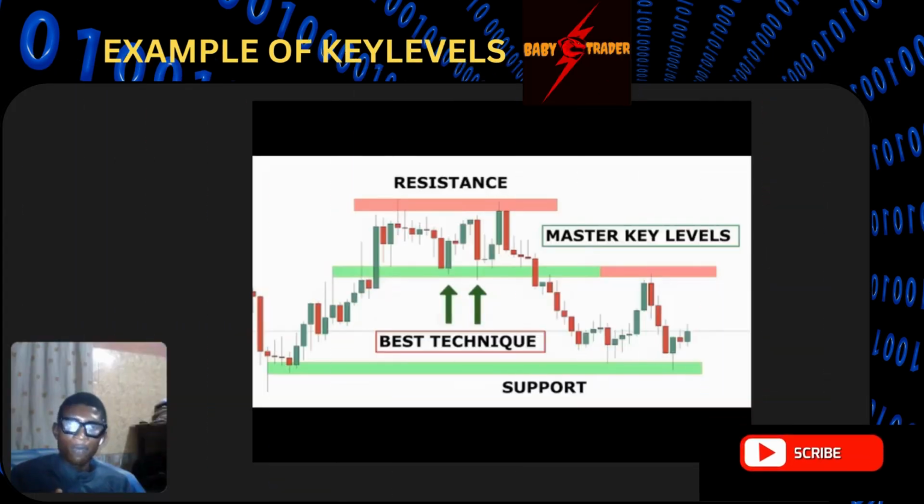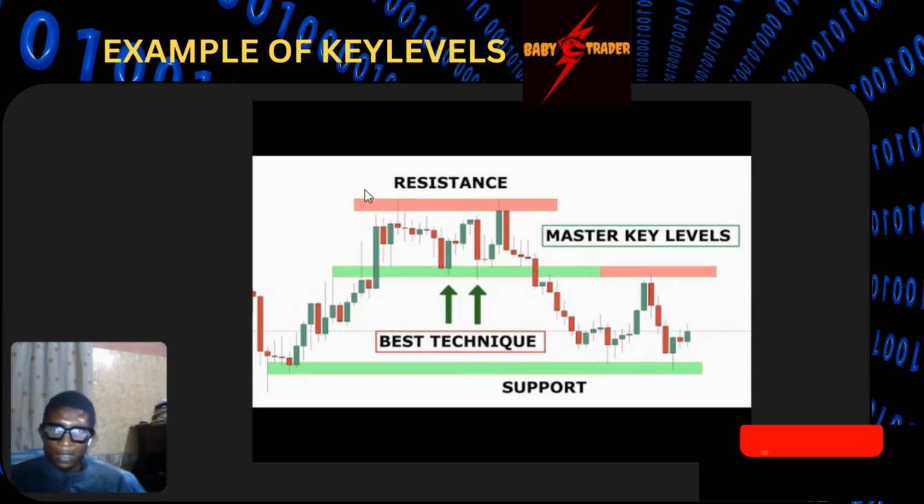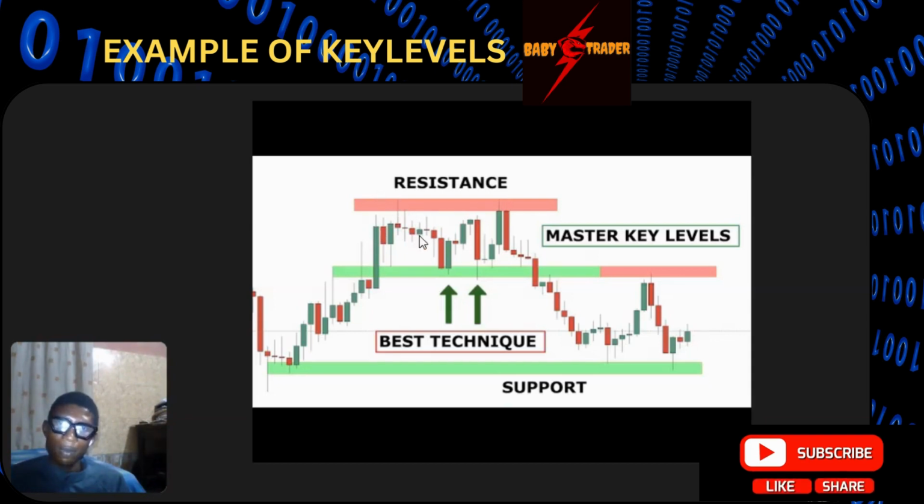This is an example of what we are talking about. As you can see, here is a clear chart of support and resistance. Here is the resistance, here is the resistance, and here is the support. And these are the key levels we are talking about. When price goes to this resistance level, it bounces up. Here is a key level, and here is another key level.